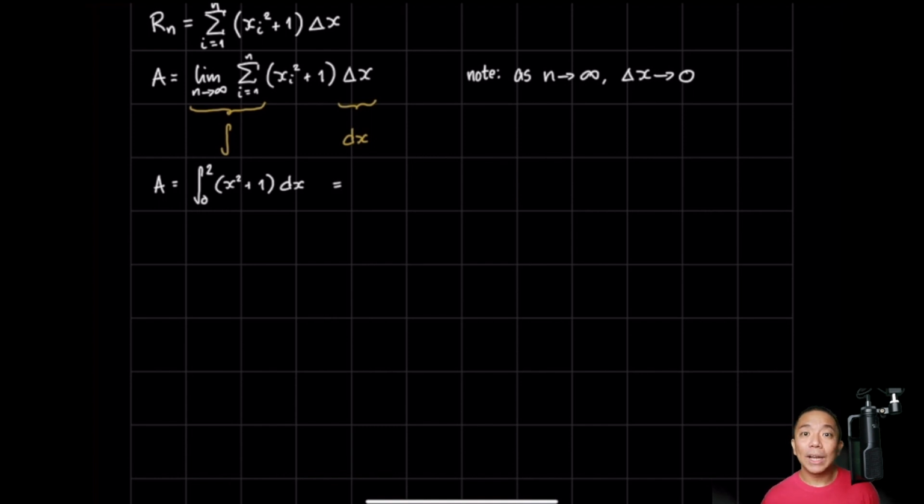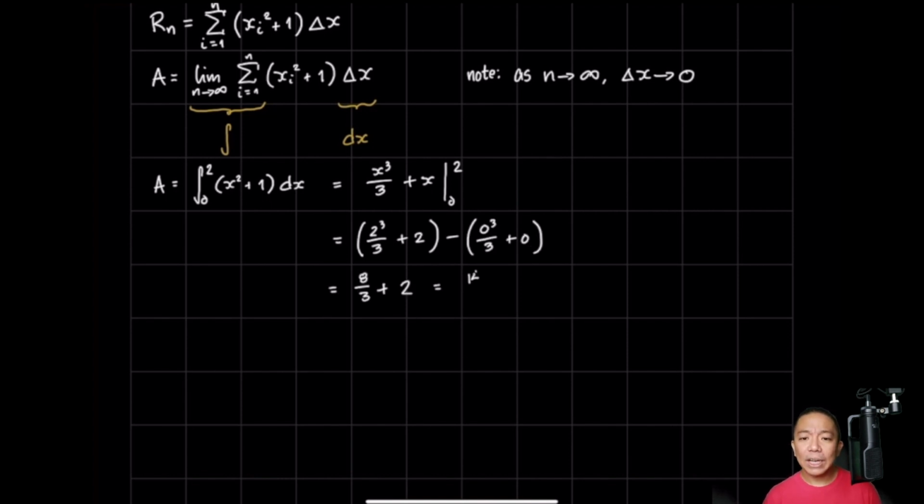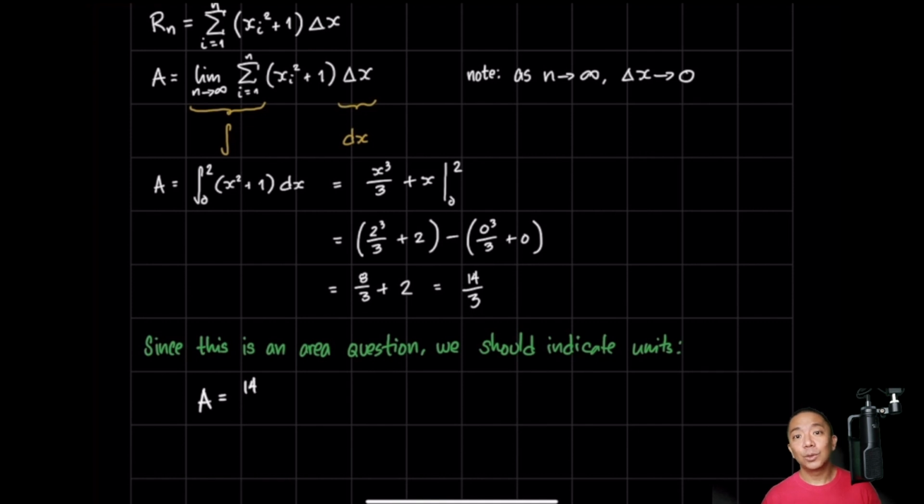So at this point, wala siyang pinagkaiba dun sa definite integral problems natin. So let's evaluate it using FTC. And we'll have our final answer to be equal to 14 over 3. But just take note that here we are asking for the area of the region, not the definite integral. So since we're talking about area, we should indicate units. So it's 14 over 3 square units kasi hindi naman binigay sa atin yung actual na units of measurement.